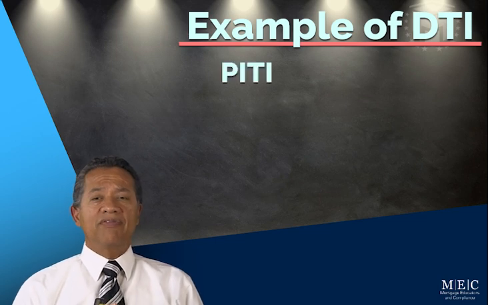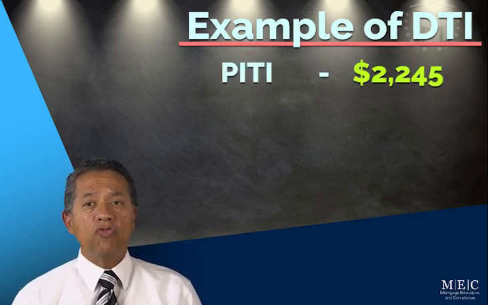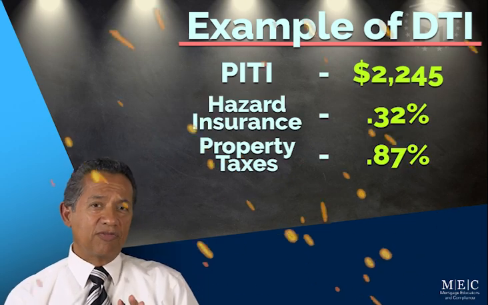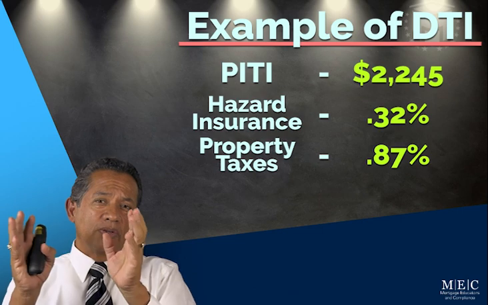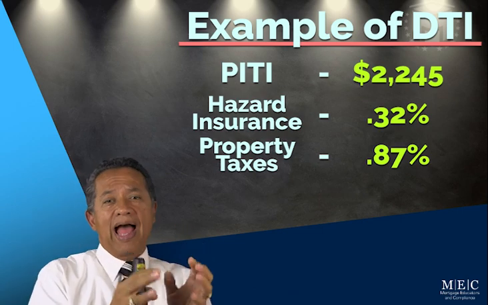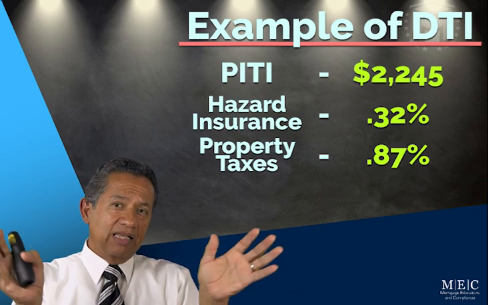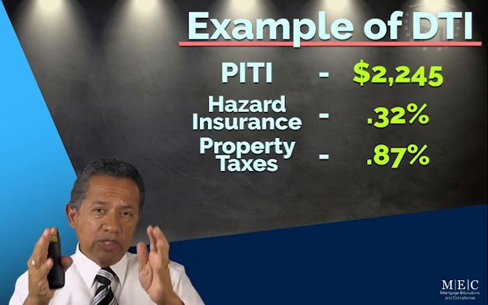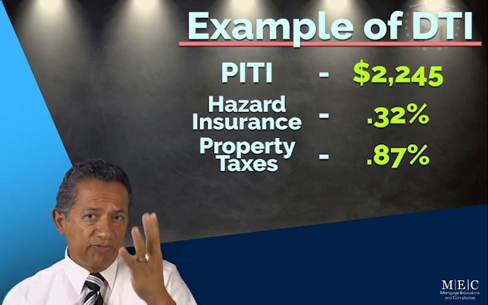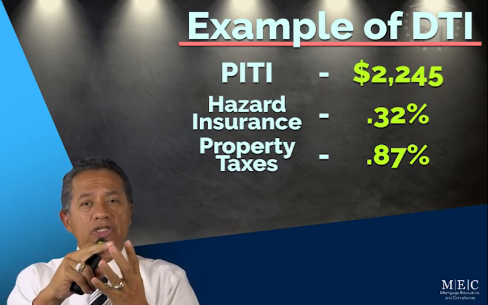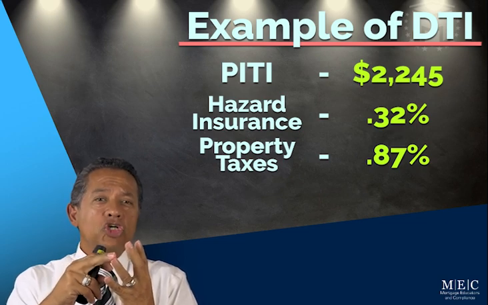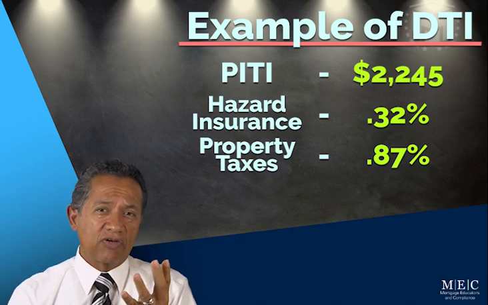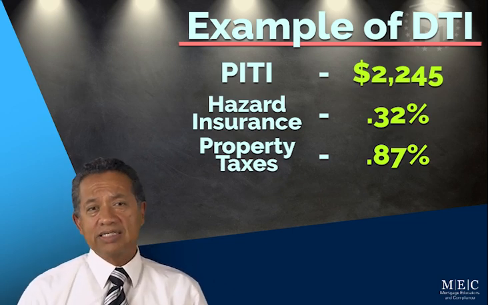Okay, so we have a PITI of 2245, and then we have 0.32 for fire insurance, 0.87 for property taxes. With our principal and interest, you're going to add fire insurance and taxes, and that's where the PITI comes from. So our 2245 principal, interest, taxes, insurance is made up of four numbers: principal, interest, the hazard insurance with a factor of 0.32, plus taxes with a factor of 0.87, all of this on a sales price.